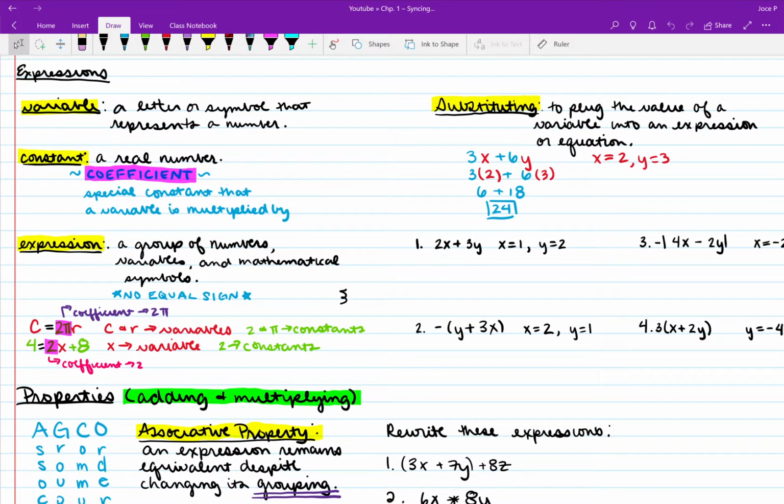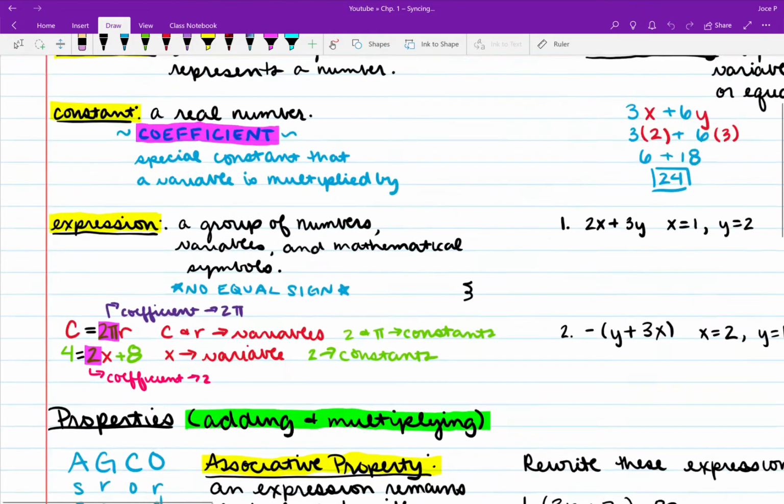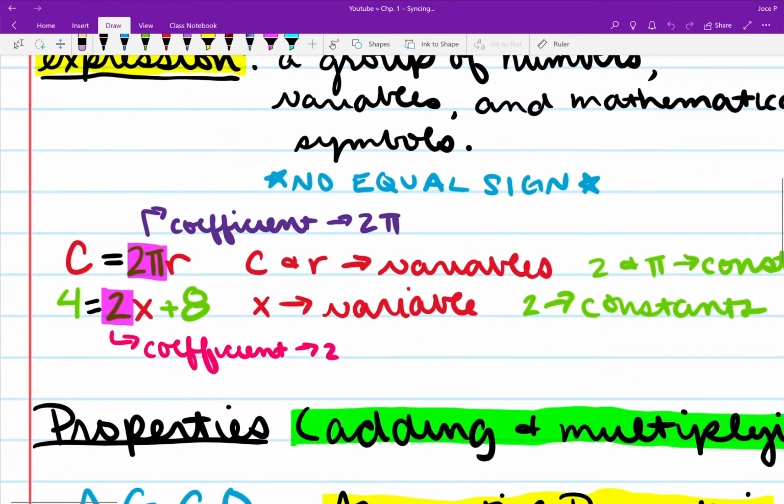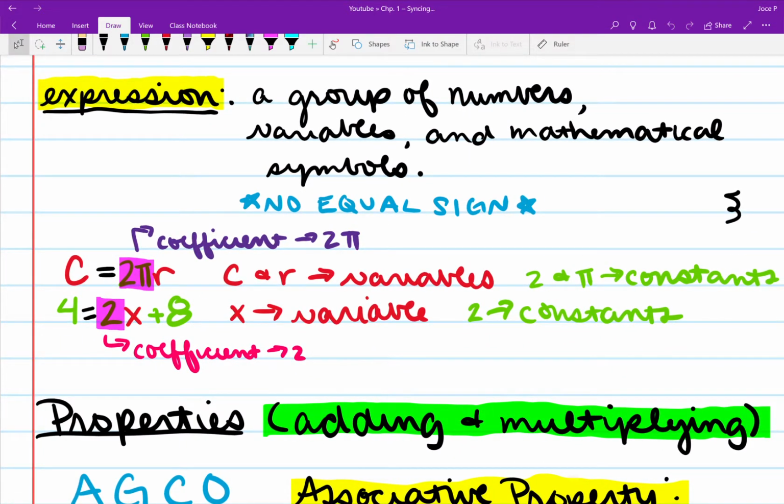Now, what is an expression altogether? An expression is a group of numbers, variables, and mathematical symbols. However, there is no equal sign. The big difference between an expression and an equation is that an equation has an equal sign, while an expression does not. So let's just break this down. Over here we have some examples of equations. So we can look at them and break them down into their parts.